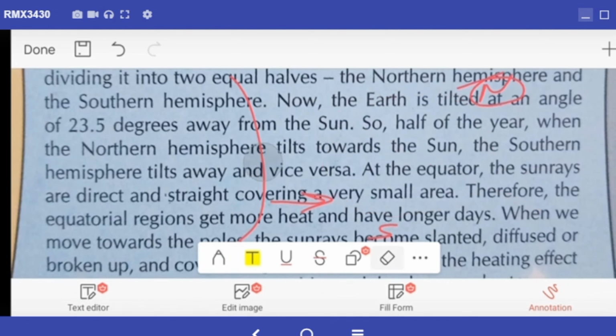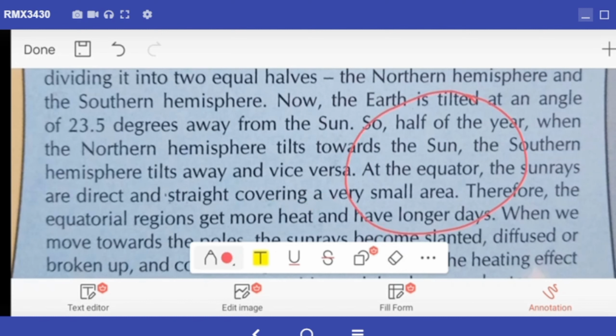And it is vice versa in the other half of the year. The equator shifts like this. This is the northern hemisphere and this is the southern hemisphere. Actually the tilting is not so much, it is only 23.5 degrees, but for understanding we have drawn it like this. So don't go by the angle. In the other half year, the northern hemisphere remains toward the sun and the southern hemisphere is away from the sun.